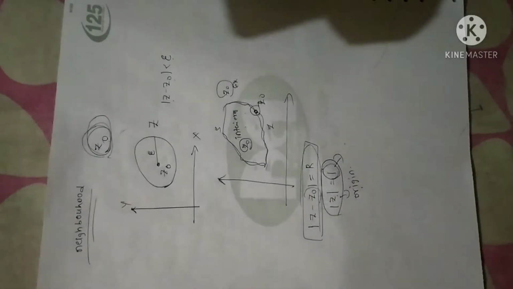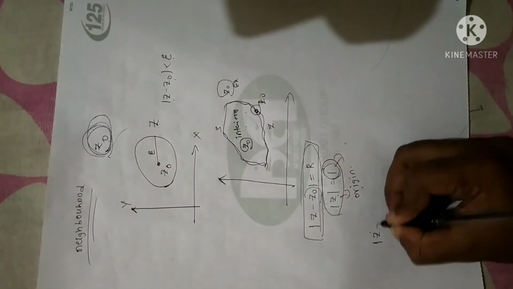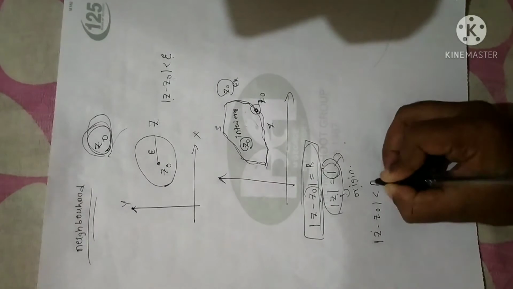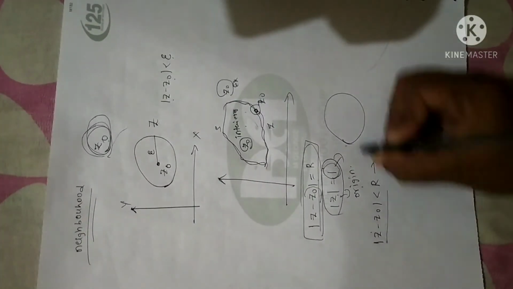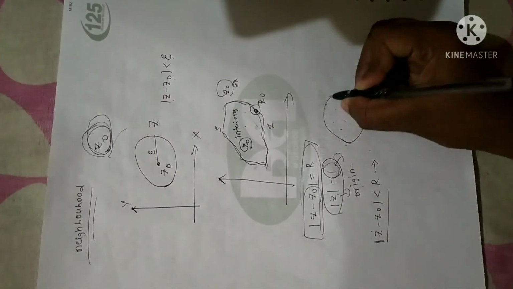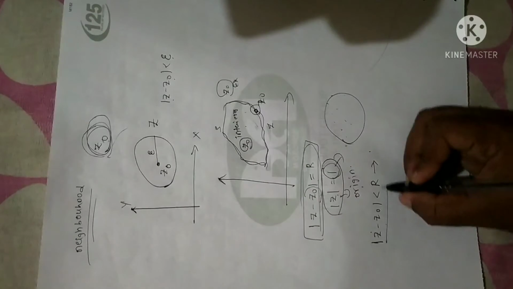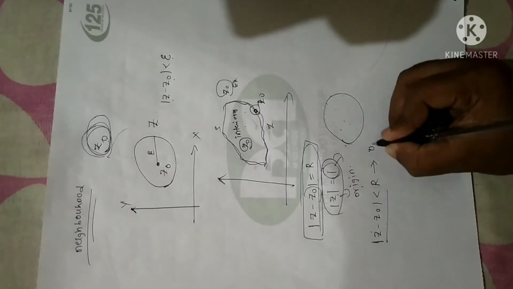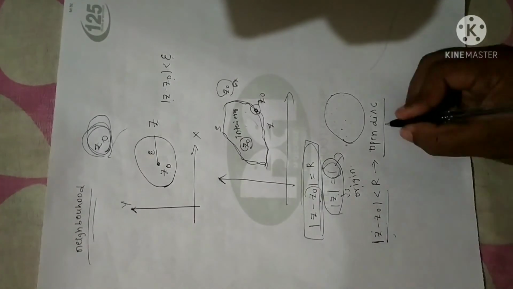Similarly, here we are going to use the terminology, so that is why I am telling you. Suppose magnitude of z minus z0 is less than r. If all the points inside the circle, excluding the boundary, satisfy the condition magnitude of z minus z0 less than r, then we call it an open disk. So we are going to prove theorems on open disks, so that is why I am telling you the concepts.